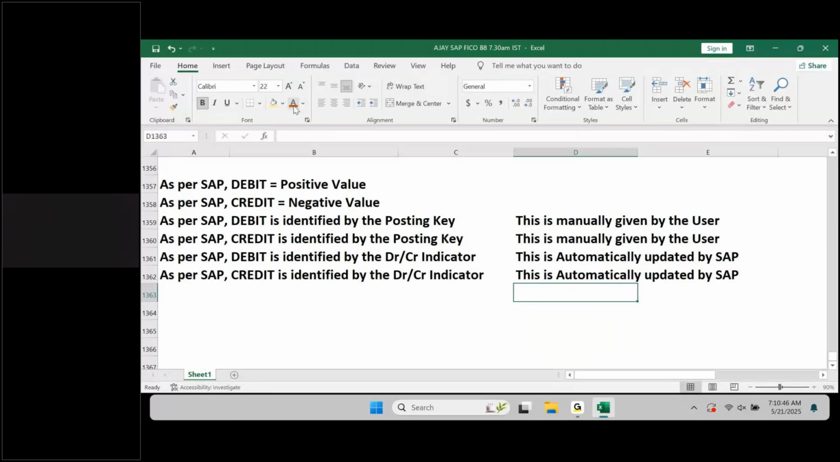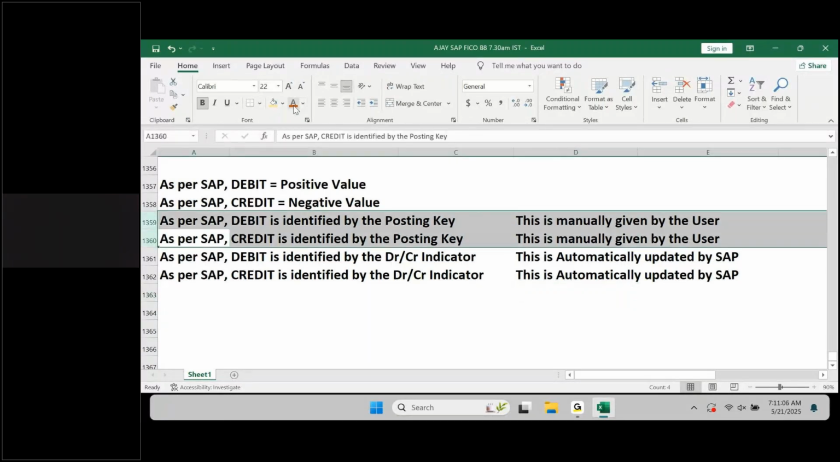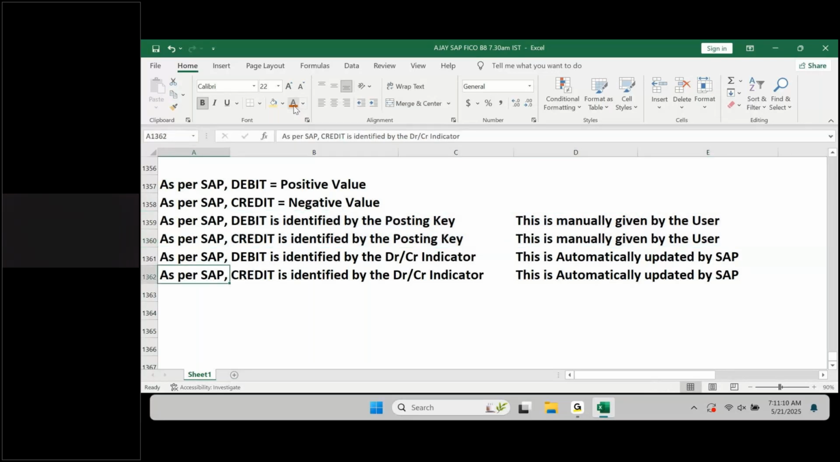Posting key we will give manually. Debit credit indicator, we will not give it. It is taken automatically by the system. When you give the debit credit posting key, the system will automatically take this indicator, S and H.